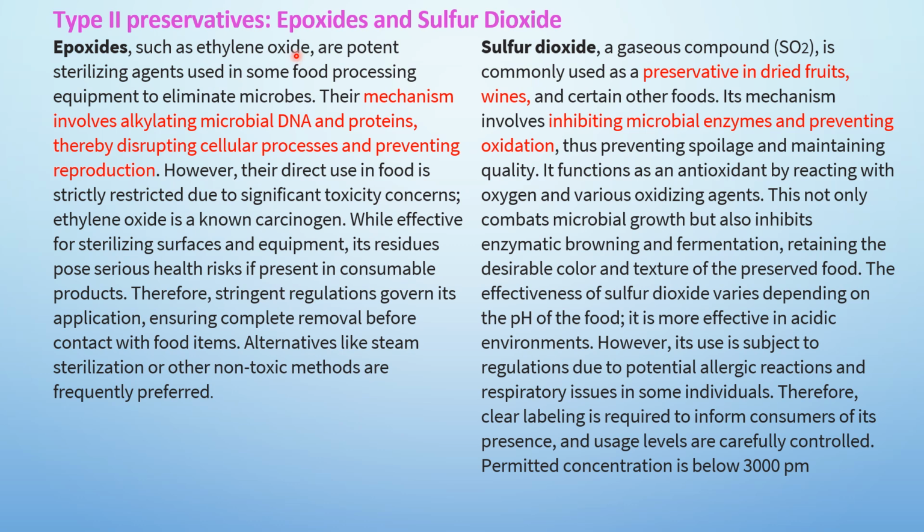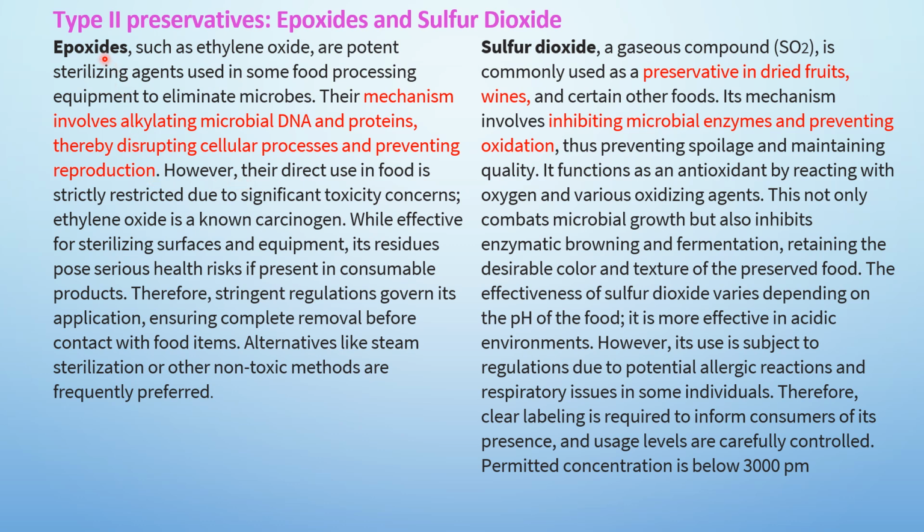Next, in the type 2 preservatives, we will see about epoxide and sulfur dioxide. Both are gases. Previously we saw benzoic acid and sodium benzoate, both of which are solids. Epoxide is nothing but ethylene oxide. It acts by alkylating the DNA of the microbes, so it disrupts their reproduction and cellular processes, and thereby the microorganisms cannot survive.